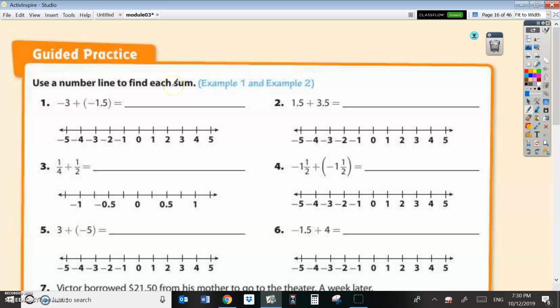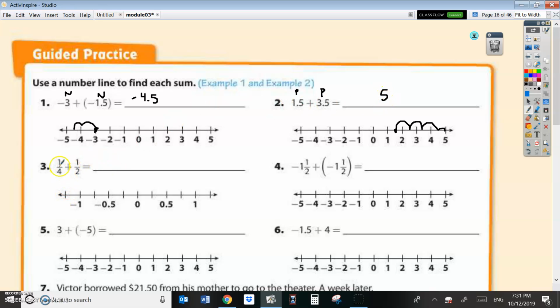Use a number line. Okay, I'm starting right here at negative 3, and I'm starting negative, going more negative. So I'll go negative 1.5. So I'll get negative 4.5. Starting here at positive 1.5, going up 3.5. So positive here, and I'm going up 1, 2, 3.5 to get to 5.